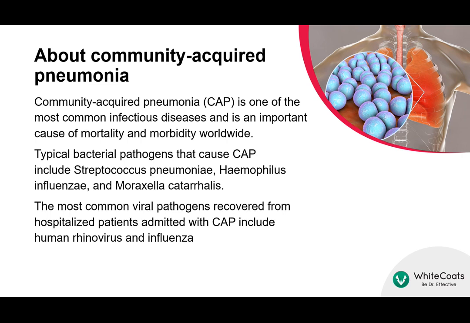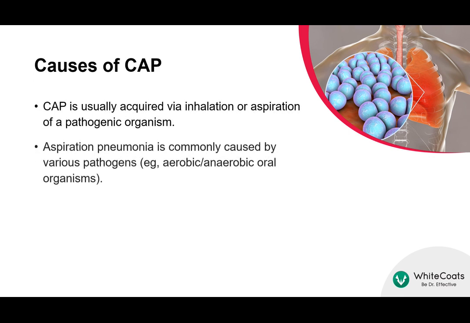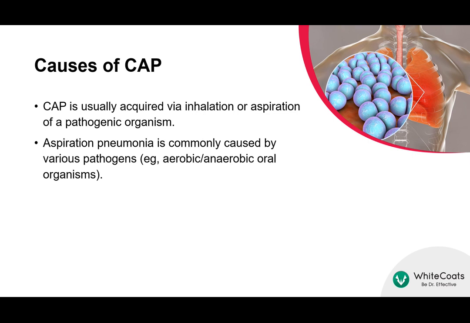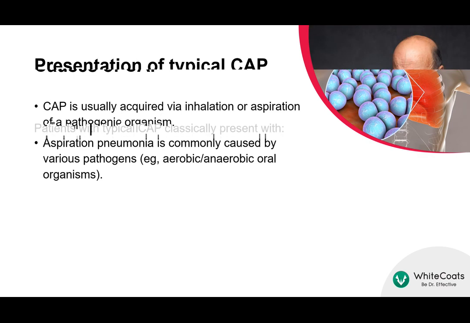Typical bacterial pathogens that cause community-acquired pneumonia include Streptococcus pneumoniae, Haemophilus influenzae, and Moraxella catarrhalis. The most common viral pathogens recovered from hospitalized patients admitted with community-acquired pneumonia include human rhinovirus and influenza. Community-acquired pneumonia is usually acquired via inhalation or aspiration of a pathogenic organism. Aspiration pneumonia is commonly caused by various pathogens.